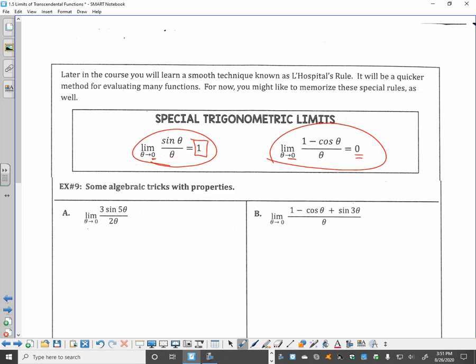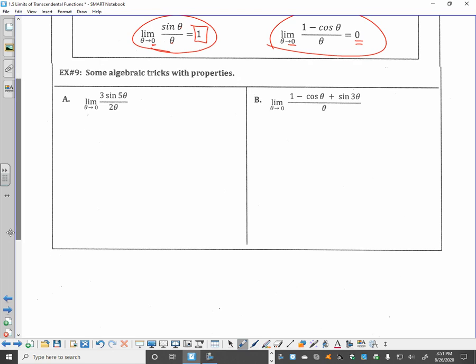So memorize. You get no formula sheets on the calc exam. Everything's got to be in your noggin.